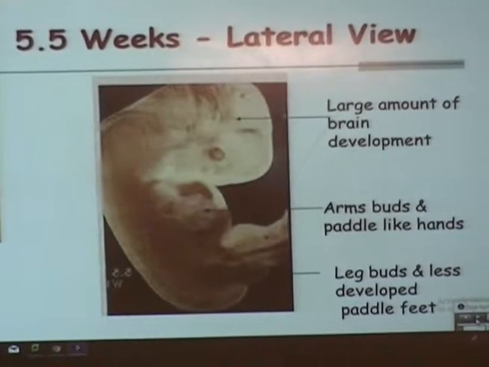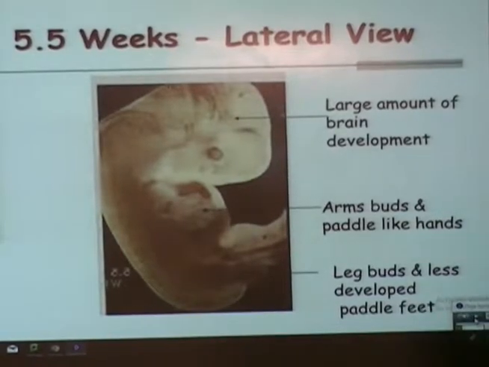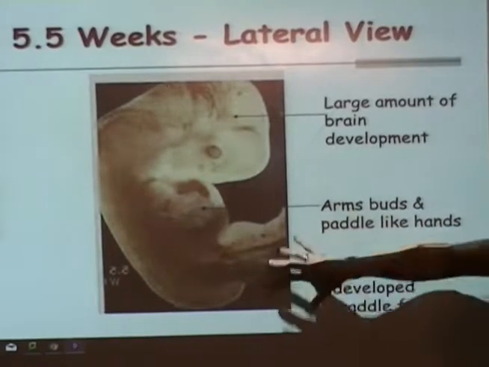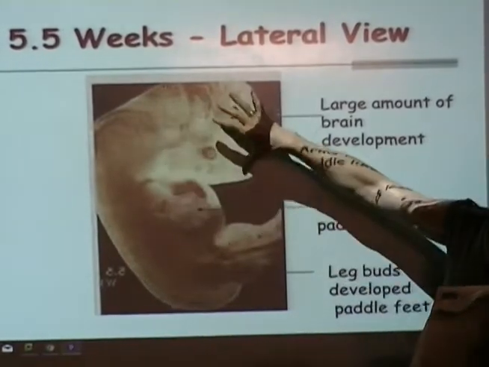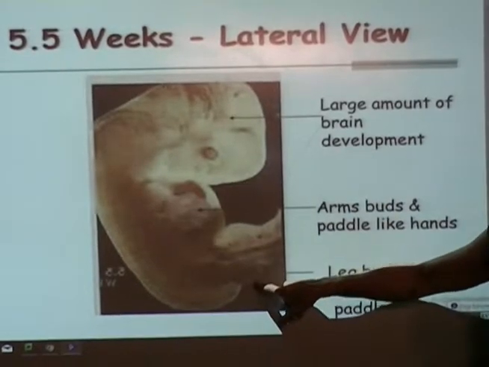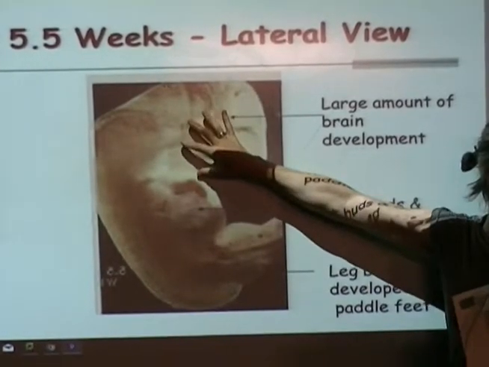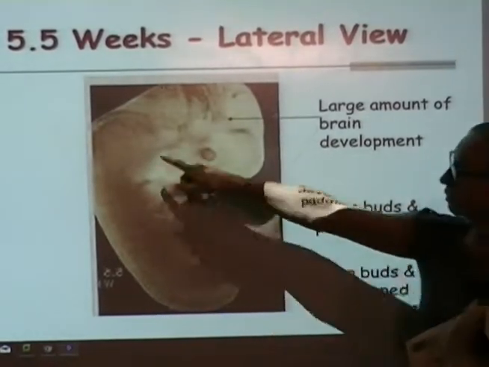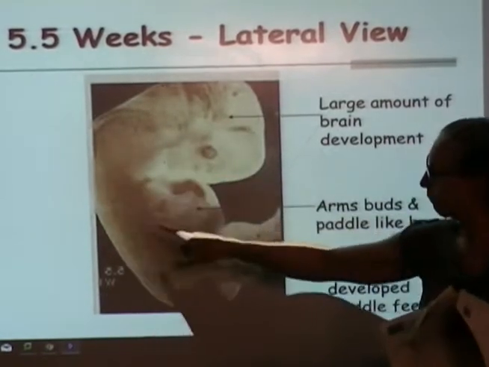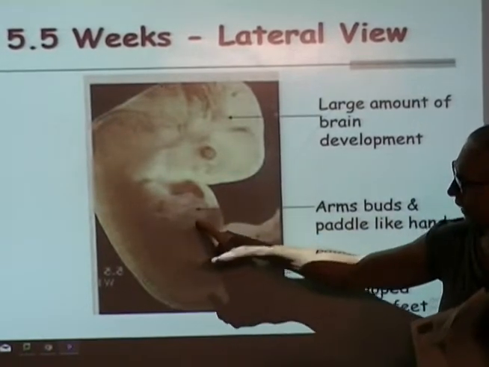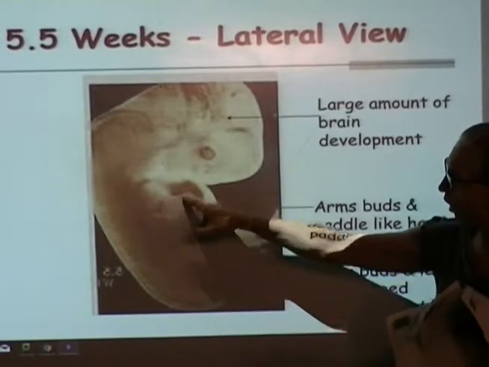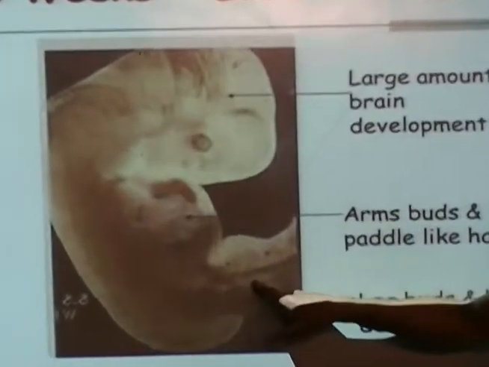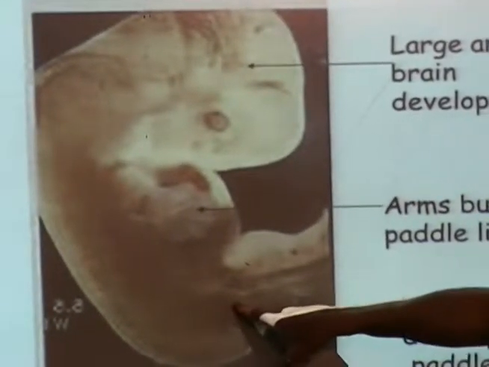Right, remember cephalocaudal is head to toe, proximodistal is midline outwards. All right, so here you can see, here's the head to toe, right? Lots more development going on at the head of the brain at this point. Right, you're starting to see an eye, starting to see a spinal cord. Here, this little paddly thing, that's the start of the arm and the hand. And down here, you can't see it very well, there's the start of the foot and the leg.